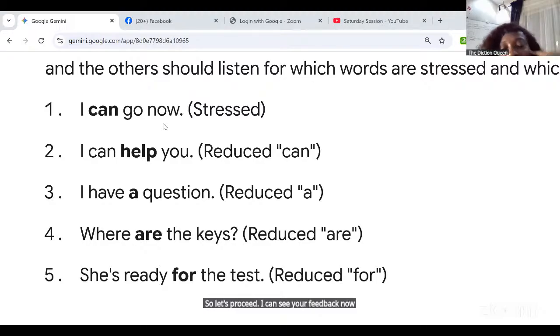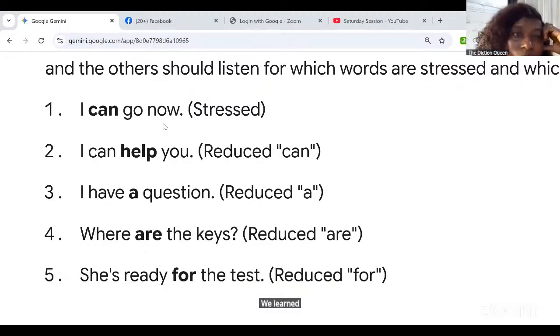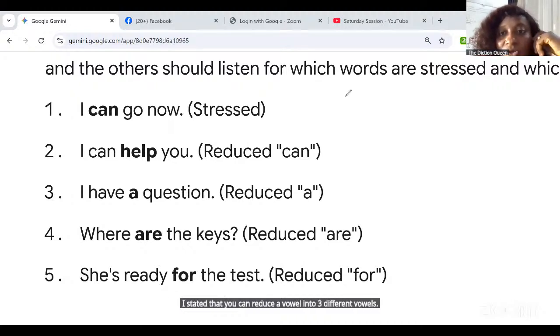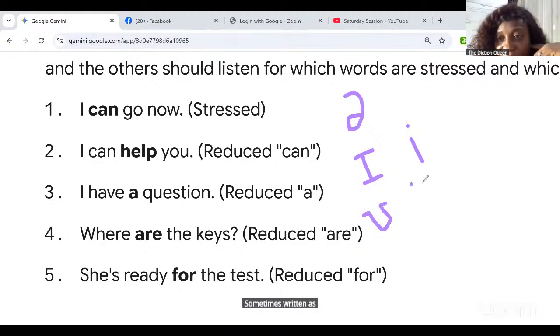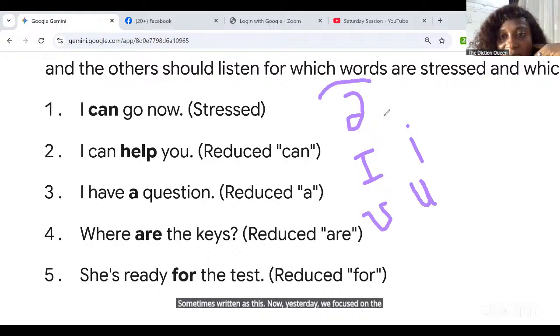So yesterday we learned about vowel reduction. I stated that you can reduce a vowel into 3 different vowels. You can reduce a vowel to the Schwa sound. You can reduce it to the A sound, sometimes the E sound. You can also reduce any vowel to the O sound, sometimes written as this. Now, yesterday we focused on the Schwa sound.